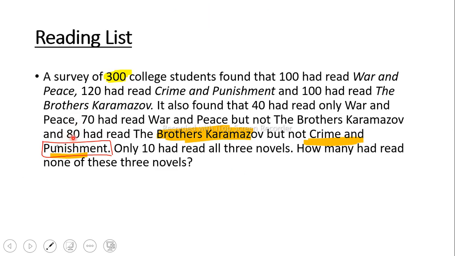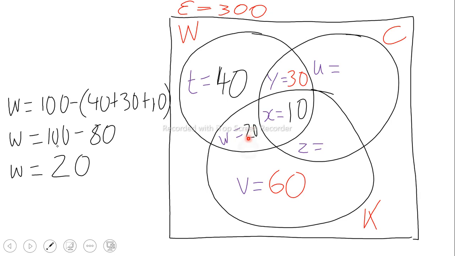We already know that W is 20. So in order for us to get 80, we must say 80 minus 20, which will give us what? 60. Yeah, 60. So the correct answer is V is 60.